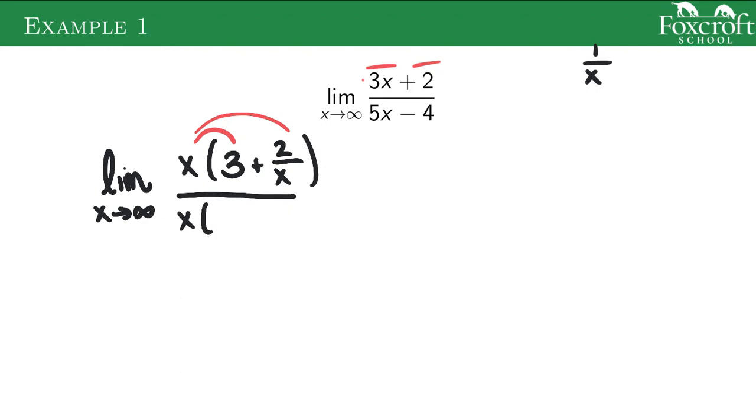So in the bottom, I want to factor out an x and get 5 minus, again, there's not an x for the 4, so 4 over x. And what happens? The x's here are going to cancel out. I'm just going to rewrite this.